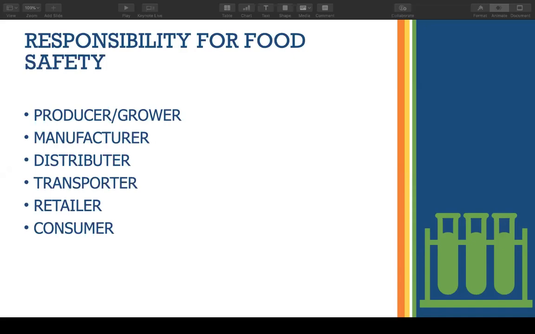Manufacturing might be done in different ways, so you have to be careful not to get bacteria on the fish. And while distributing, you are packaging and everything. So the distributor might also be in contact with the bacteria, and then the transporter, retailer, and consumer. The consumer is us. So we have to make sure that we clean the fish properly before having it.